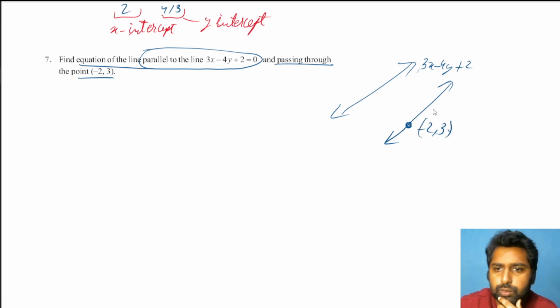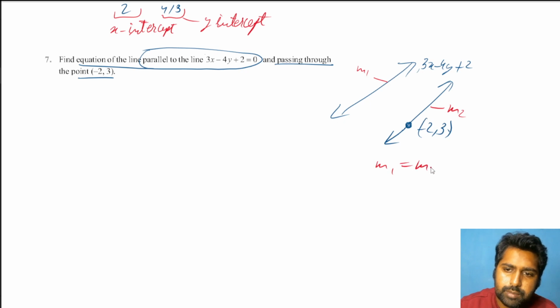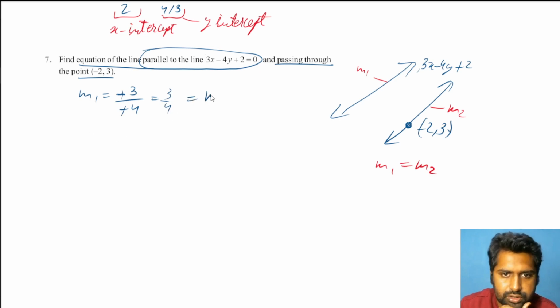If only I know the slope of this line, I can solve it. And if the two lines are parallel, let's say this is m1, this is m2, so m1 is equal to m2. Now get the slope m1 directly that I taught you. m1 is negative of coefficient of x, minus 3, upon coefficient of y, which is minus 4. So that's 3 by 4. So that means this should also be equal to m2.